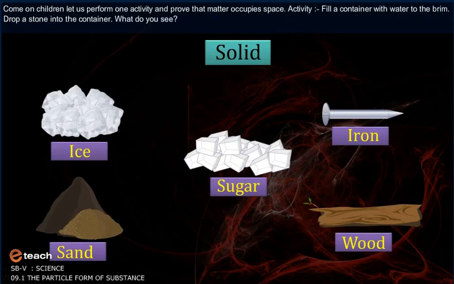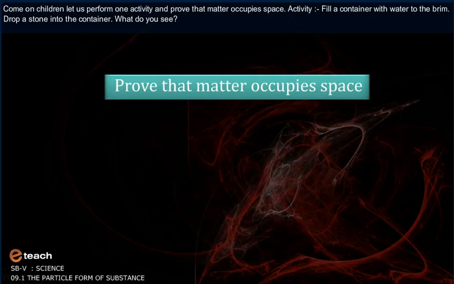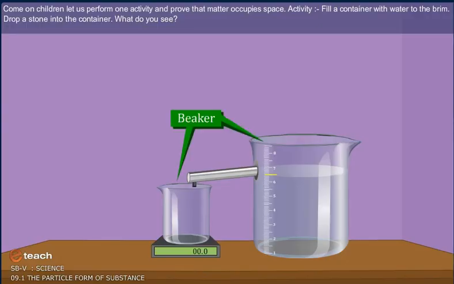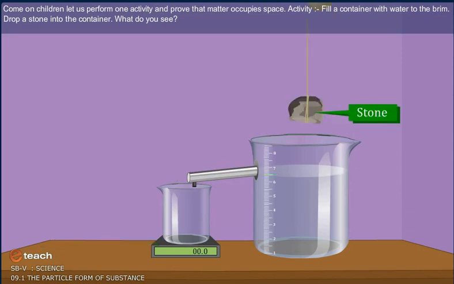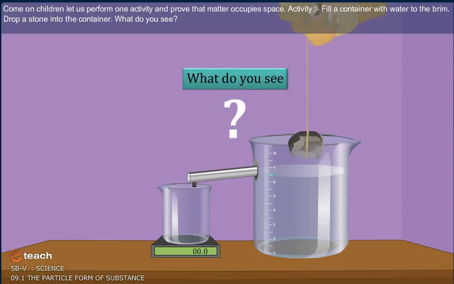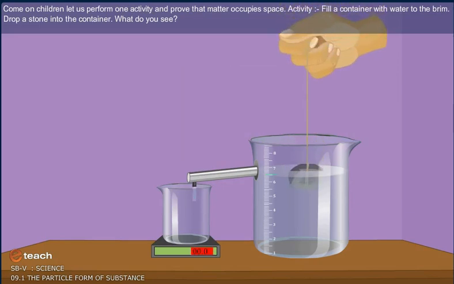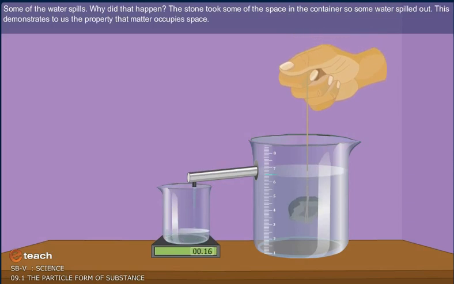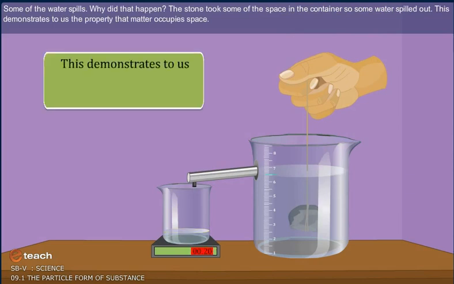Come on children, let us perform one activity and prove that matter occupies space. Activity. Fill a container with water to the brim. Drop a stone into the container. What do you see? Some of the water spills. Why did that happen? The stone took some of the space in the container, so some water spilled out. This demonstrates the property that matter occupies space.